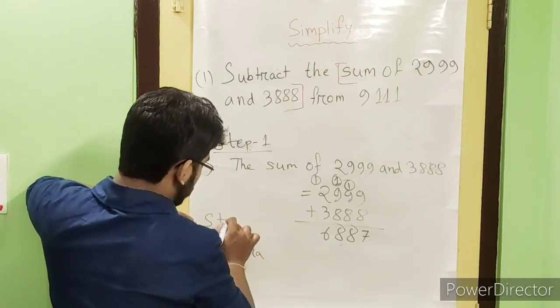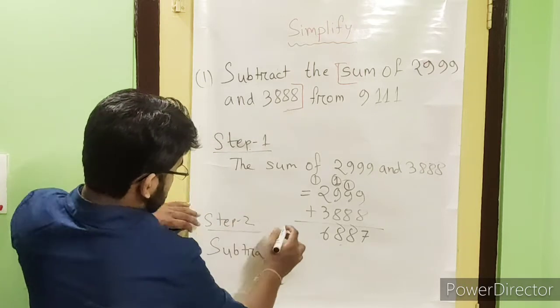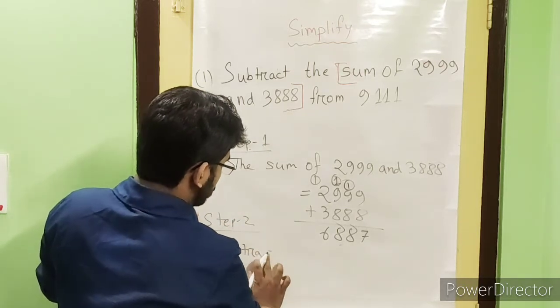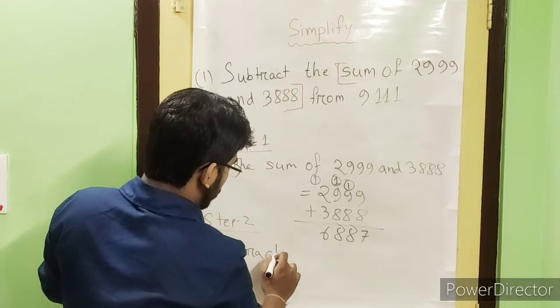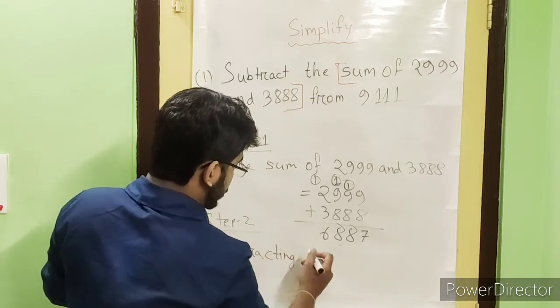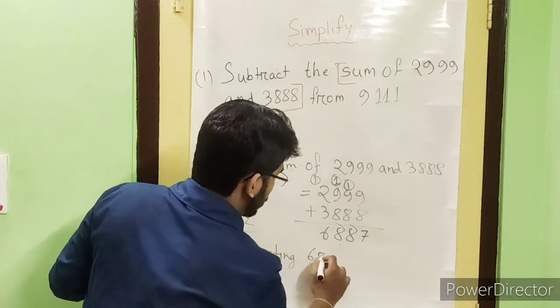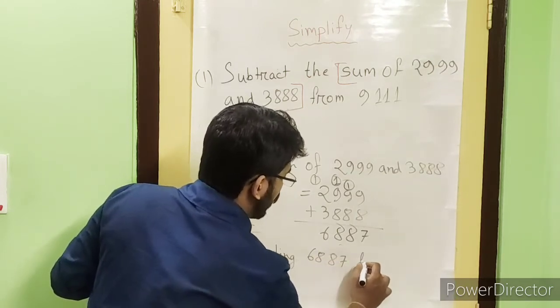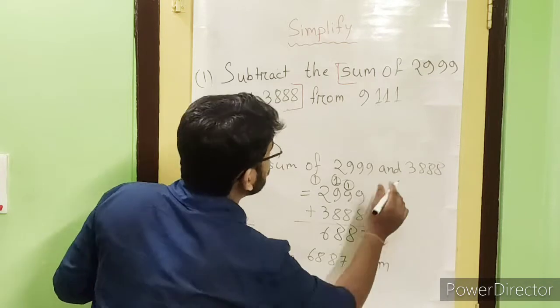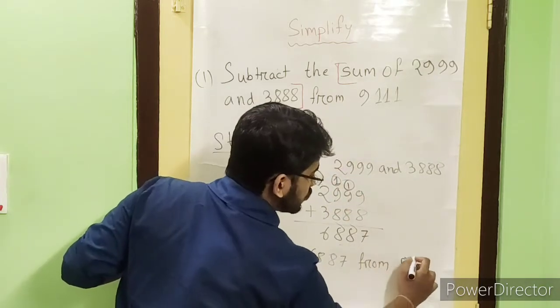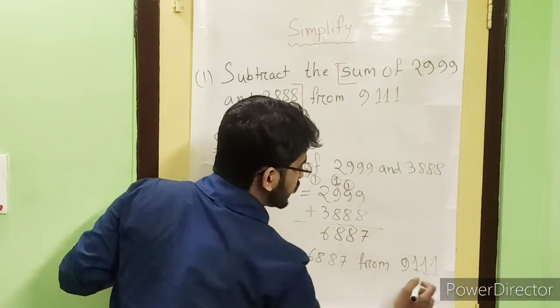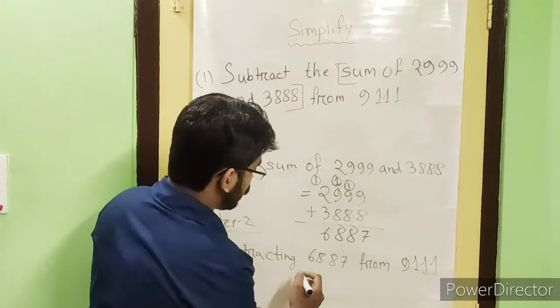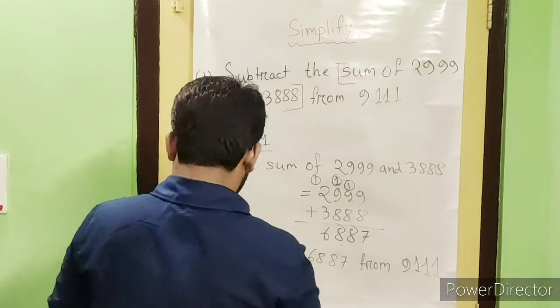Now we need to subtract. Step 2. Subtract, or you can write subtracting 6,887 from 9,111. So we need to do the calculation.